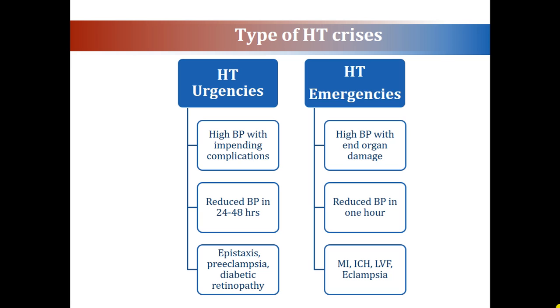So types of hypertensive crises are hypertensive urgencies and hypertensive emergencies. Hypertensive urgencies are high BP with impending complication, which means complication has not started, but you are observing the signs of impending organ damage. Here reduction in the blood pressure is required in the next 24 to 48 hours. Signs are epistaxis, preeclampsia and diabetic retinopathy.